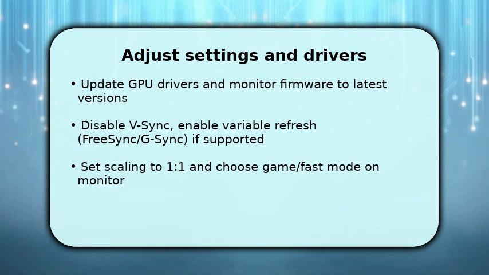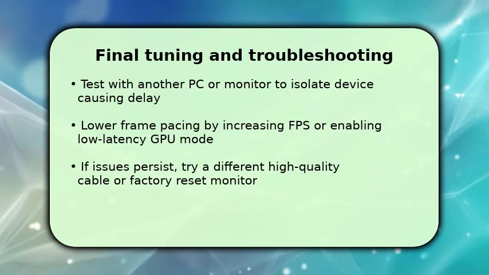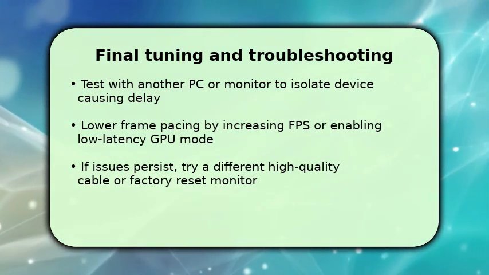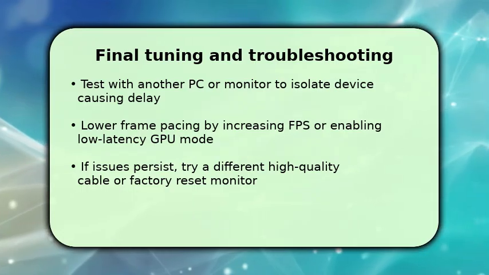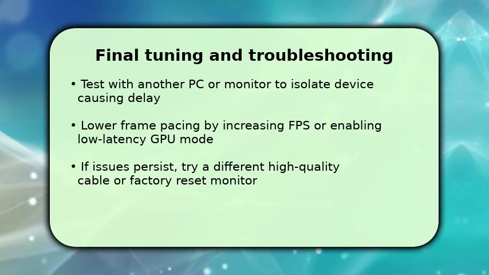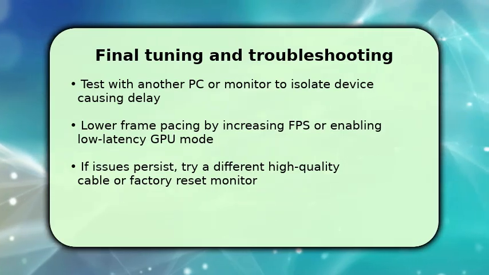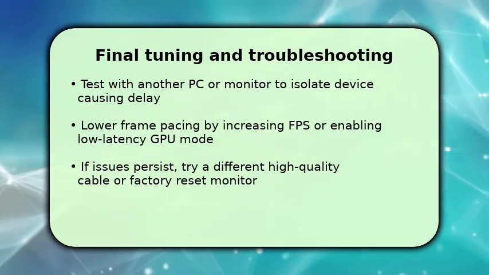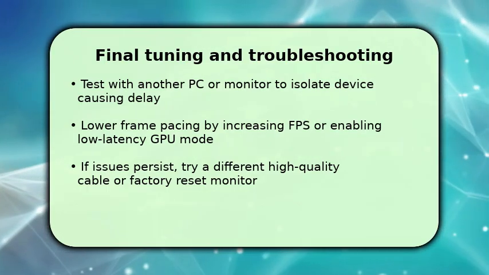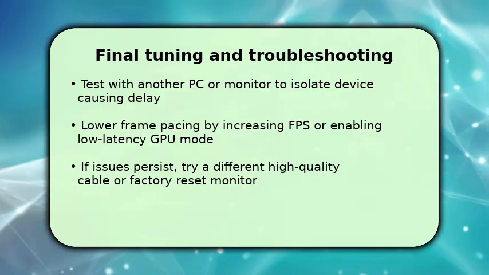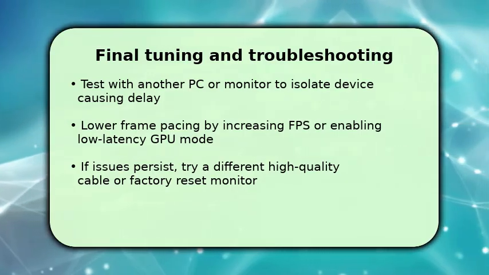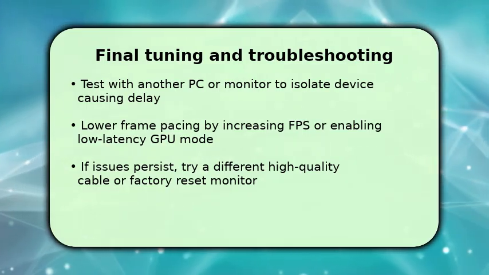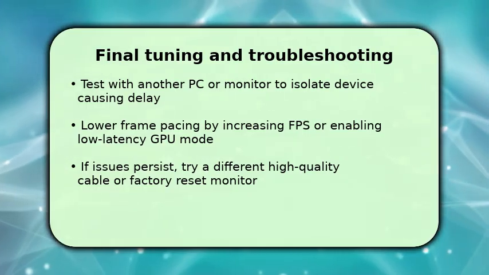To finish, verify whether the monitor or PC is the culprit by swapping components. This isolates the problem quickly. If the GPU can drive higher FPS, raise the frame rate, or enable low-latency GPU modes to reduce frame queuing. Try a factory reset on the monitor and replace the cable with a certified high-speed version if lag remains. If you still see delay, one key troubleshooting tip: test with a different source device. If the delay disappears, the original GPU or software pipeline needs deeper profiling.